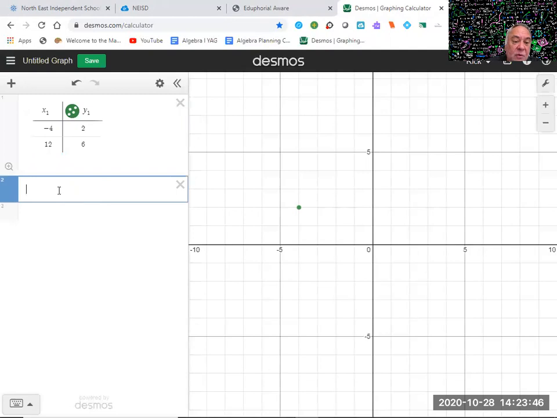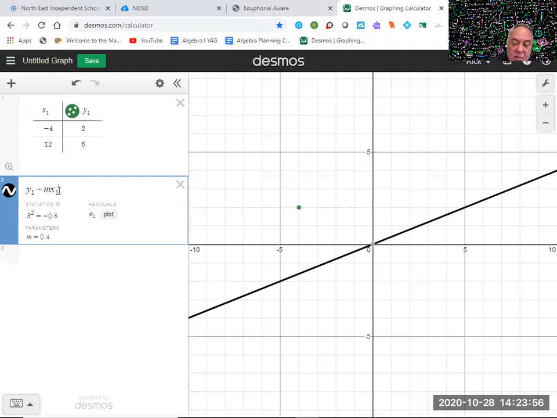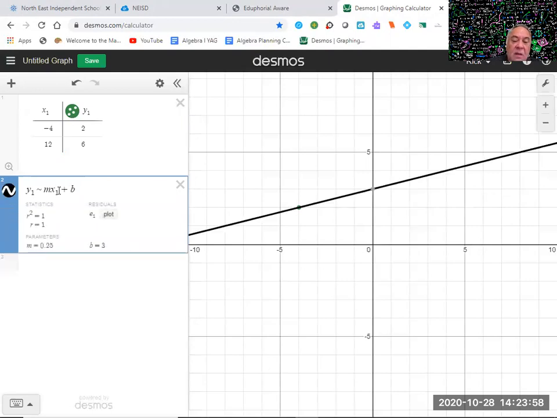Put in those points, (-4, 2) and (12, 6). And then just put in your y1 tilde. Remember, that's the button to the left of the 1. Then m x1 plus b. And it'll give you the slope, and it'll give you the y-intercept if you do that.